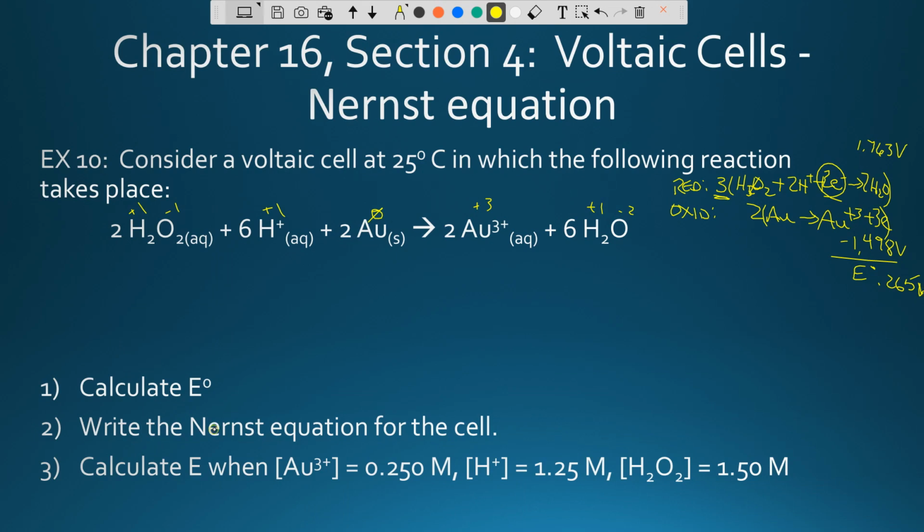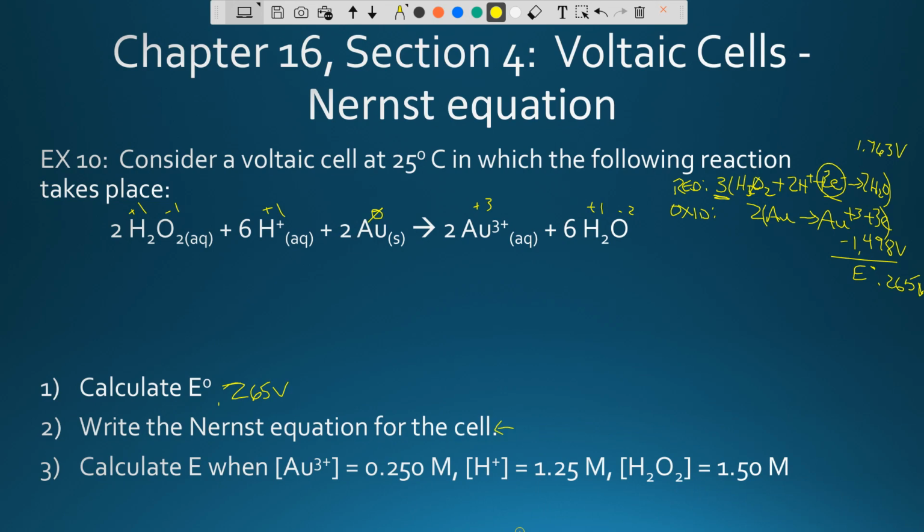Okay, that ended up being, just double checking my numbers, 0.265 volts. Okay, now let's write the Nernst equation. And you're going to find this on the AP exam quite a bit. You don't have to do math with it. They do want to make sure that you know how to set up the equation, though.